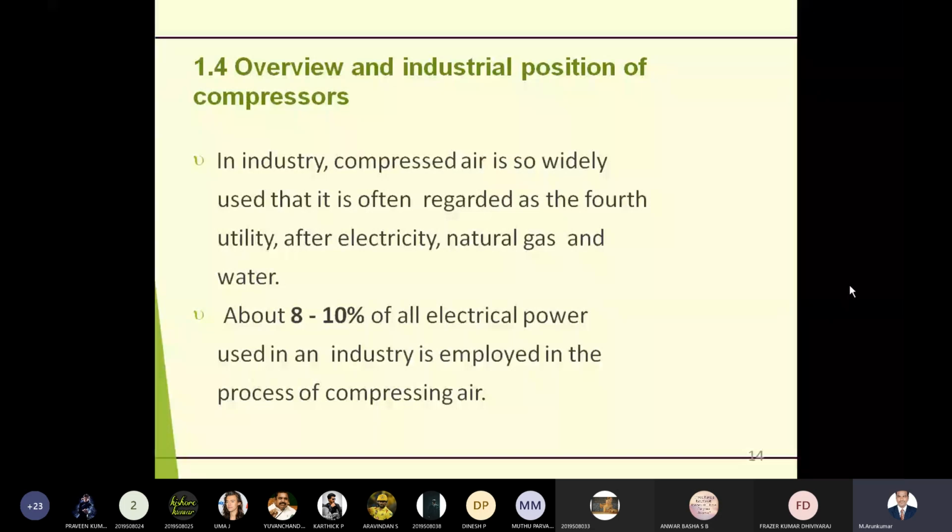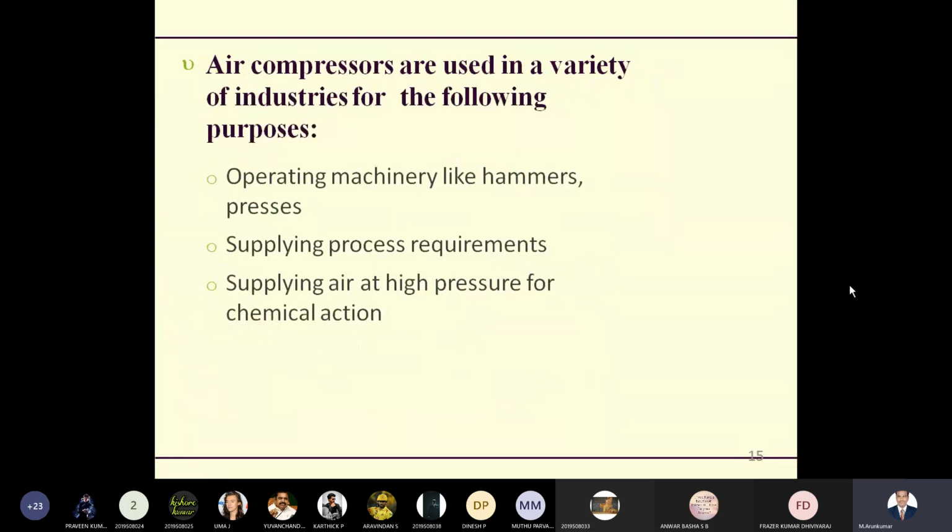So you can imagine that. This compression is used to around 10% of the whole electricity power in the company. Then this compressed air, with the use of a compressor, is employed for all other purposes. And air compressors are used in a variety of industries for the following purposes. So in industries we are using air compressors for these purposes.